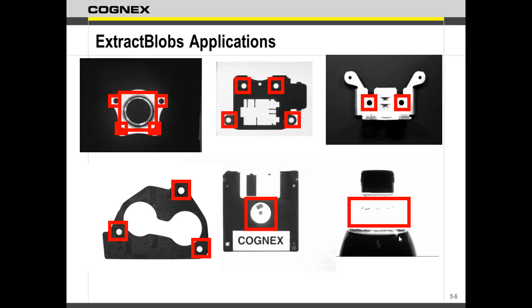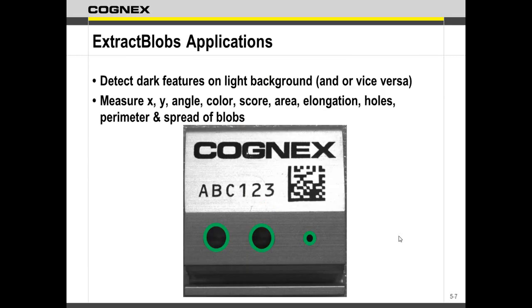So look at all these blob applications. What do extract blobs do? Well, they're going to detect light features on a dark background or dark features on a light background. And then it's going to give you a ton of information about it, such as X, Y, angle, color, score, area, elongations, perimeters, and spread. Whew, a lot of information. So it's going to let us know what's going on with that little tool.